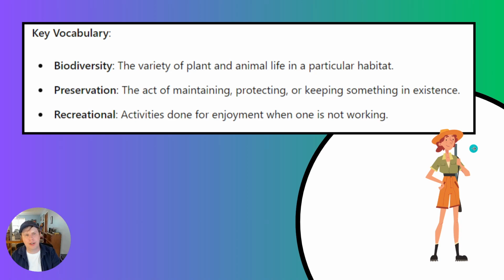Some key vocabulary that you'll need to know going forward: biodiversity is the variety of plant and animal life in a particular habitat. Preservation is the act of maintaining, protecting, or keeping something in existence. And recreational activities are those that are done for enjoyment when one is not working. When you have some time off, what do you like to do? Maybe it's visit a park.